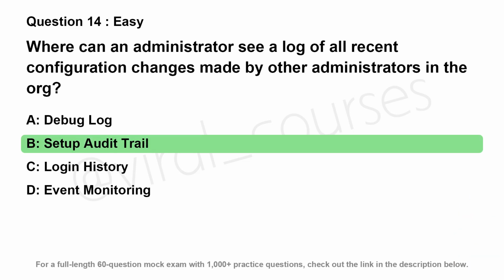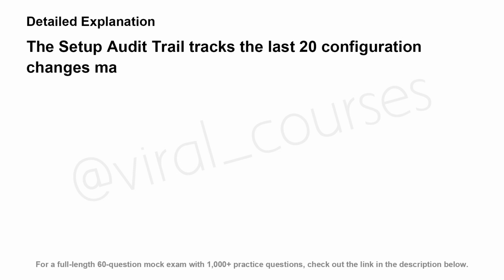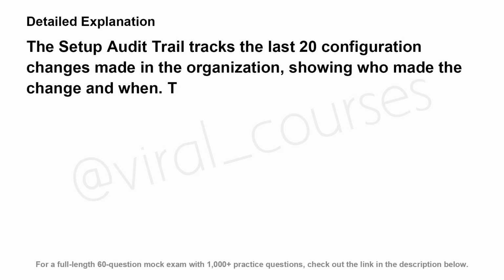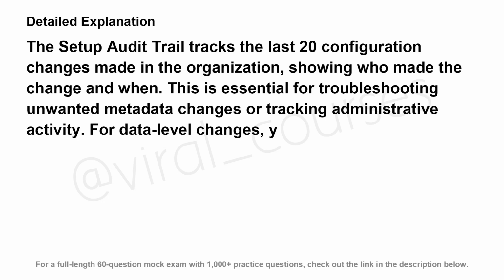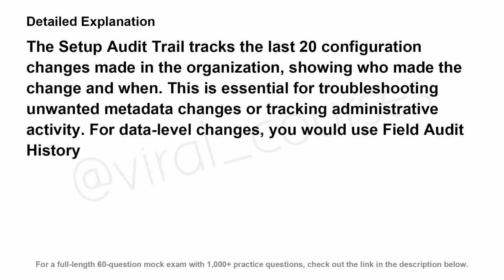The correct answer is B. The Setup Audit Trail tracks the last 20 configuration changes made in the organization, showing who made the change and when. This is essential for troubleshooting unwanted metadata changes or tracking administrative activity. For data-level changes, you would use Field Audit History.